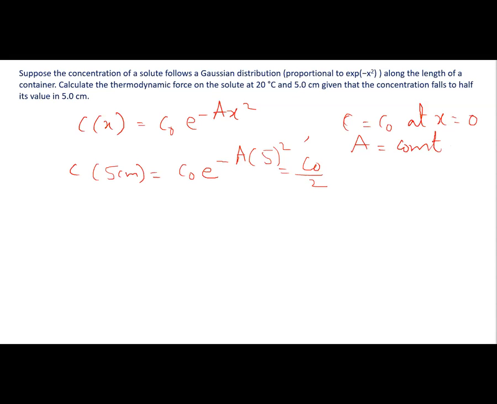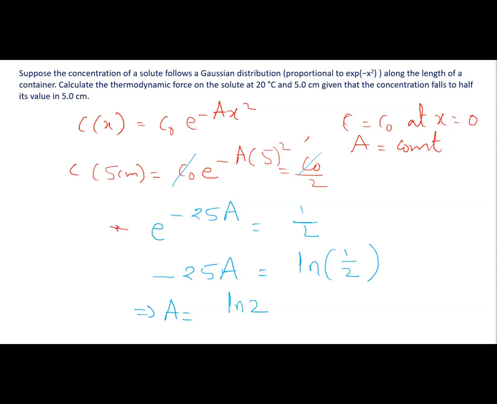So if you try to calculate the value of A, so let's do this. C naught and C naught gets cancelled here. And it's going to be e power minus 25a is equal to 1 over 2. And I can take natural logarithms on both sides of this equation. It becomes minus 25a is equal to ln half, and a is equal to ln 2, I'm taking the negative sign on this side so that the ln half becomes ln 2, divided by 25. Make sure that you have the units right, and this is 25 centimeters squared.